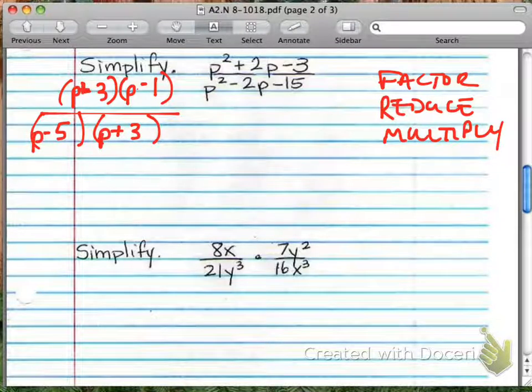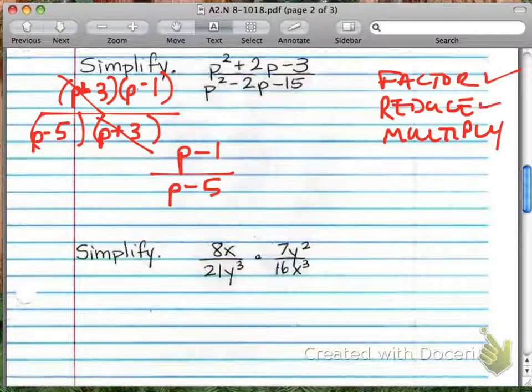Okay. So now we factored. Can we factor any more? Can't do that. Now remember, you can't take a p out of every one. Remember, it's got to be whole factors. Right? So this ugly p plus 3 can go, and this p plus 3 can go. So what does that leave me with? P minus 1 over p minus 5.